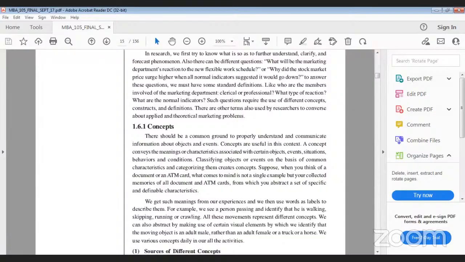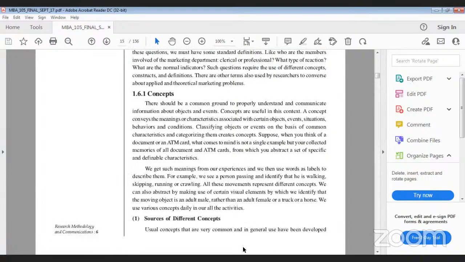All these movements represent different concepts. We can also abstract by making use of certain unusual elements by which we identify that the moving object is an adult male rather than an adult female or a truck or a horse. We use various concepts daily in all our activities.